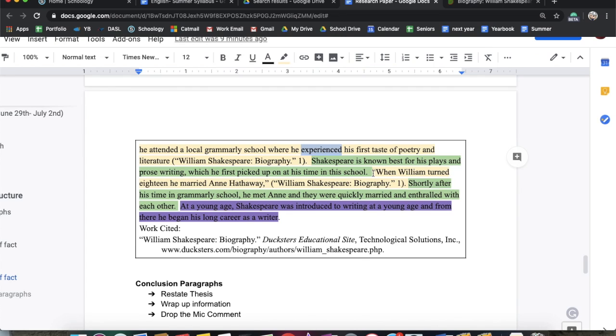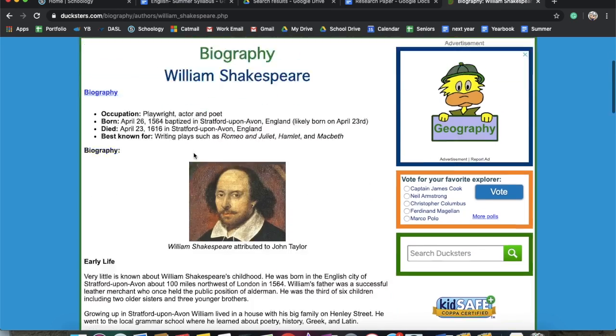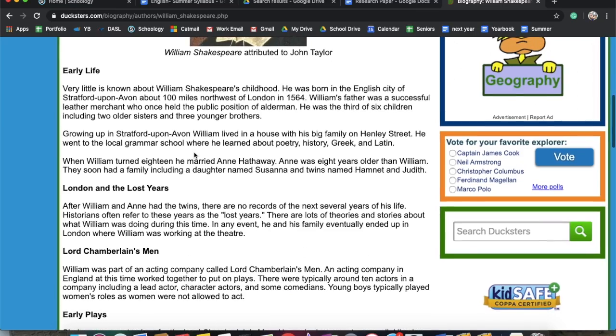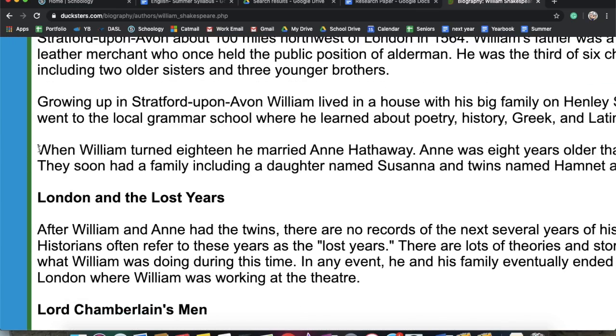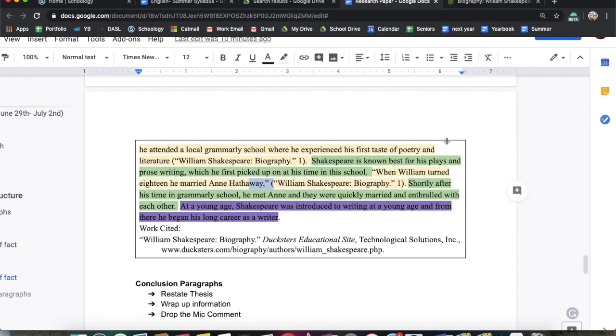Then I dive into my next fact, which I do have in quotes because I just pulled it directly from the website. When William Shakespeare turned 18, he married Anne Hathaway. Not the famous actress. Actually, her name was Anne Hathaway. Right here, you can see that I have a comma. When you actually look at the fact on this website, there is a period. But my period goes at the end of my in-text citation.